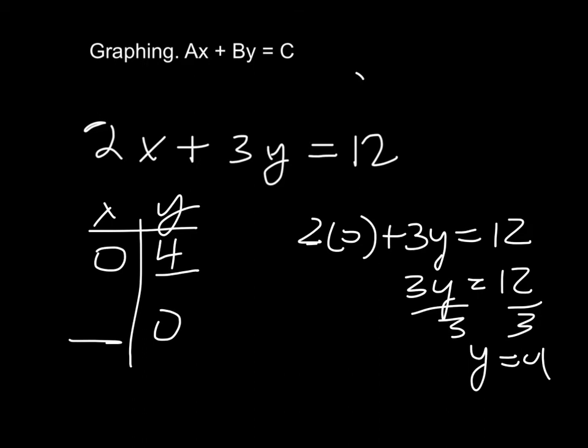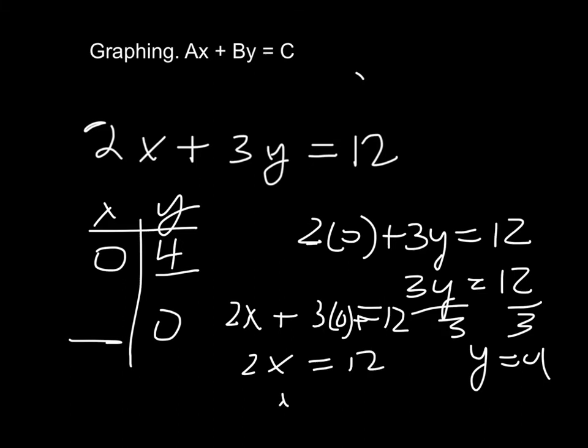0, 4 is one point. Now do the same for the x. So you will have 2x plus 3 times 0 equals 12. And therefore 2x equals 12. X then equals 6. The point 6, 0 is the other intercept.